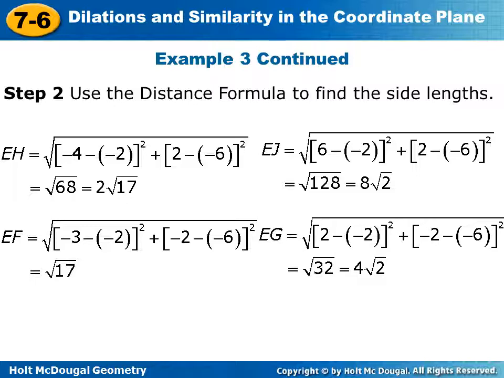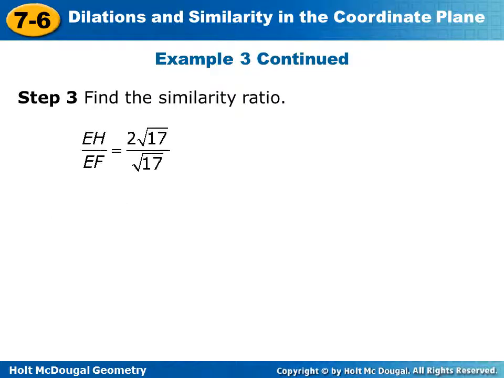I'm going to continue on, but make sure that you try this out on your own to make sure that you understand it. And now we need to find the similarity ratio. So EH to EF from the previous slide, the distances are 2 radical 17 to radical 17, which is the same as 2 to 1 because the radical 17's cancel. 2 over 1 is 2.